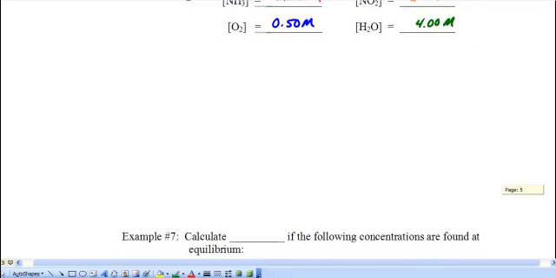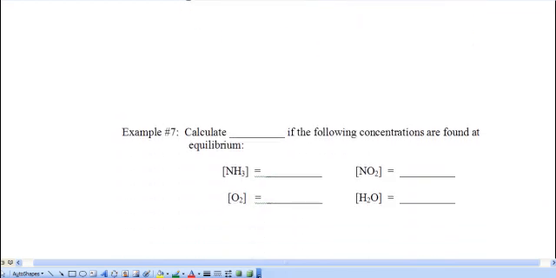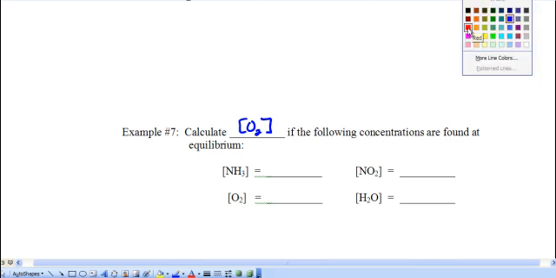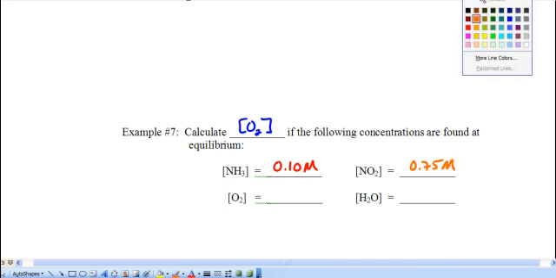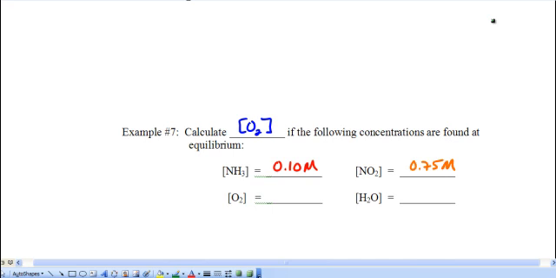And scrolling down here, we'll go ahead and give you the question. Go ahead and calculate, let's say, the oxygen concentration. That's what we're going to look for if the following concentrations are found at equilibrium. So we'll say that our ammonia is 0.10 molar. We'll say that the NO2 is going to be 0.75 molar. And we'll say that the water is going to be at 1.10 molar. So if you want to pause this podcast and solve those, feel free, and we'll be going over those answers during the rest of this podcast.